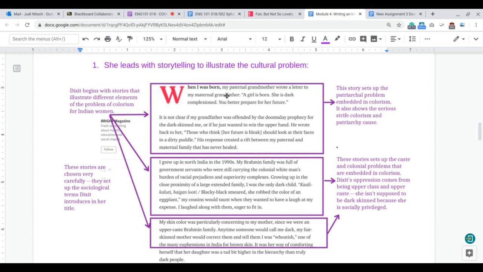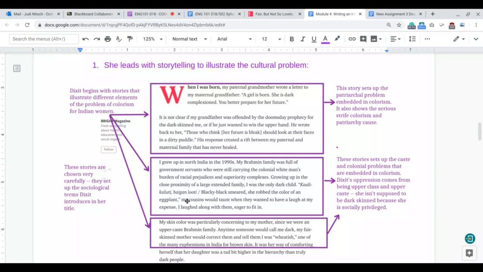So the first story sets up the patriarchal problem embedded in colorism. And this is where her paternal grandmother is writing this sad message to her maternal grandfather, a patriarchal and colorist message. And this terrible fight results from the paternal grandmother and maternal grandfather not agreeing on the problem of being dark-skinned. So this story also shows the serious strife colorism and patriarchy cause in her family.